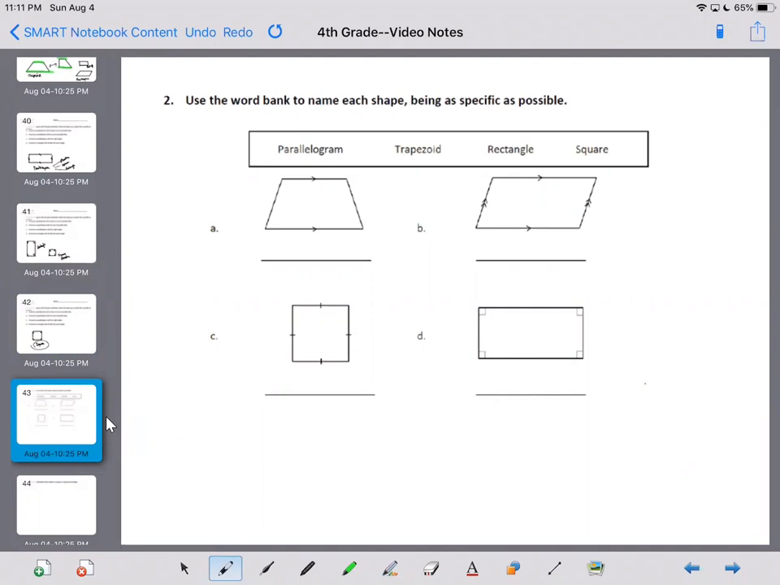So we're going to use the word bank to name each of the shapes. So in part A, notice we've got parallel lines, just one set. So this would be your trapezoid. Part B would be your parallelogram. D would be your rectangle. And C would be your square.